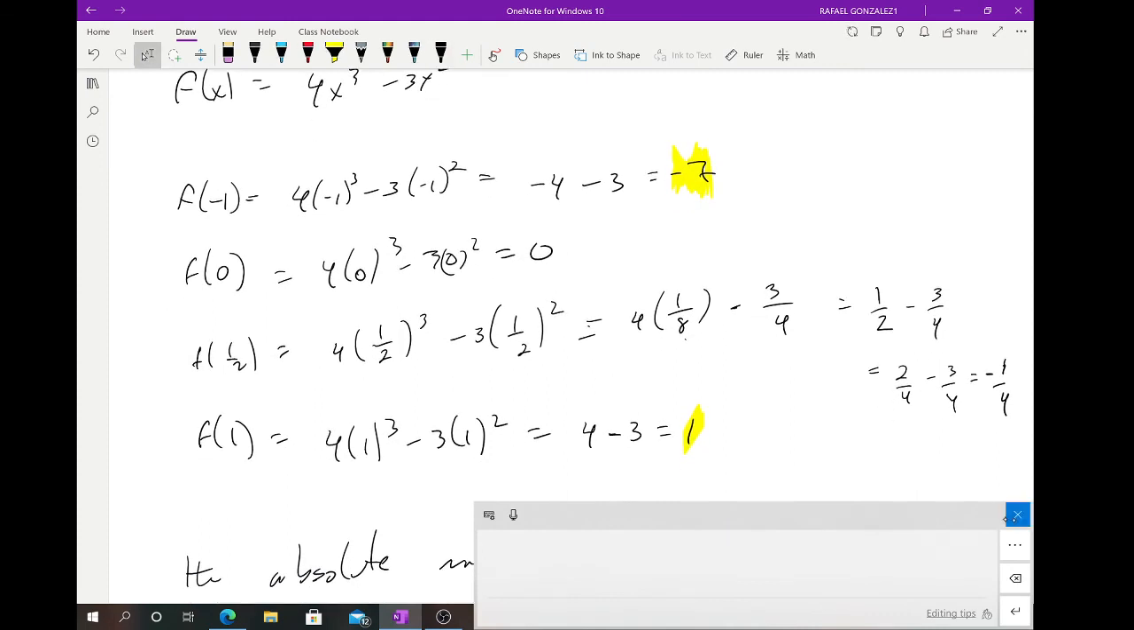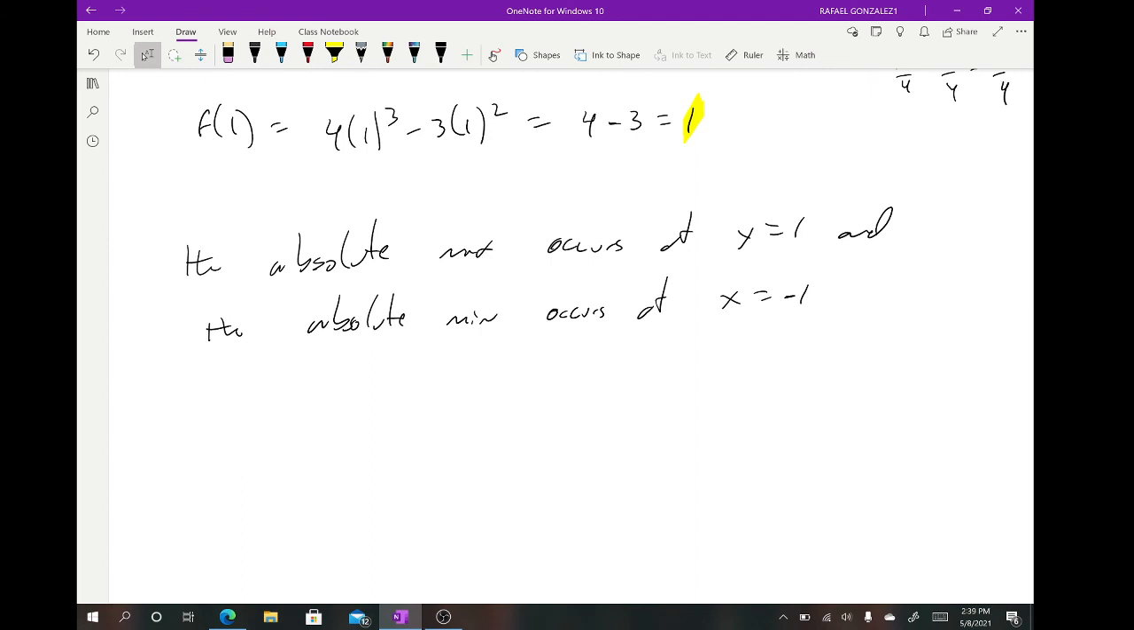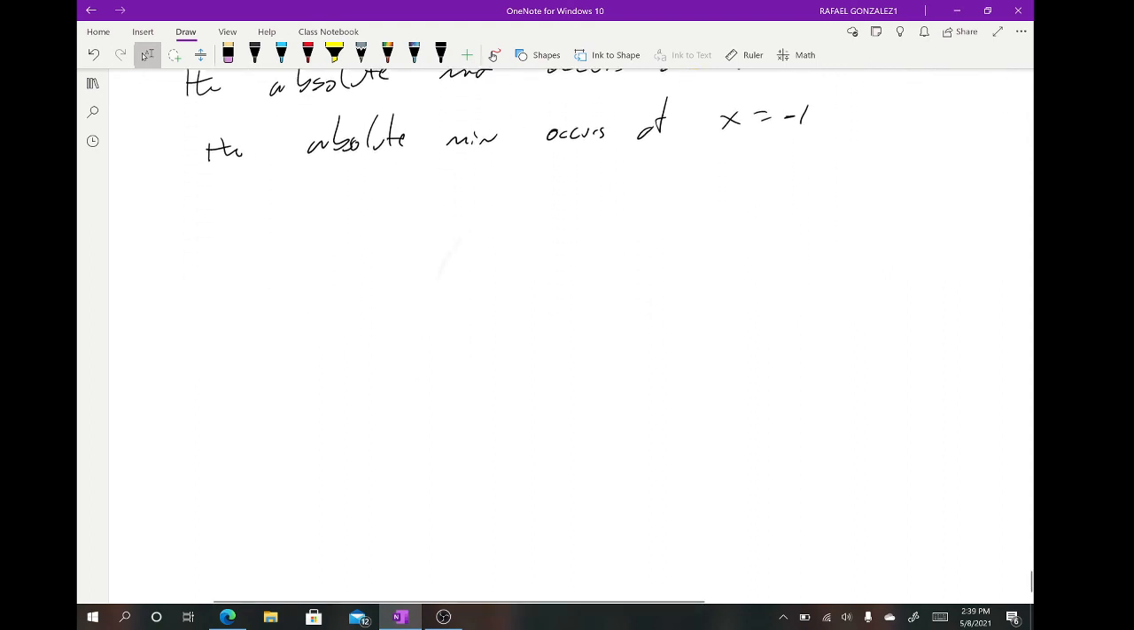Sometimes that happens. Sometimes you'll have the critical values with the lowest point, but in this case it wasn't. So again, that's how you find the absolute max and min on an interval. You find the derivative, you find the critical values. After you find the critical values, you evaluate the critical values on the original function, and you evaluate the endpoints at the original function. Not in the derivative, but in the original function. Okay?